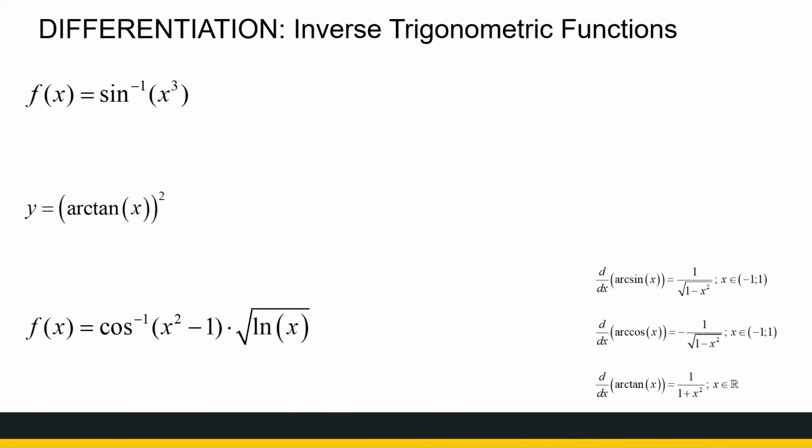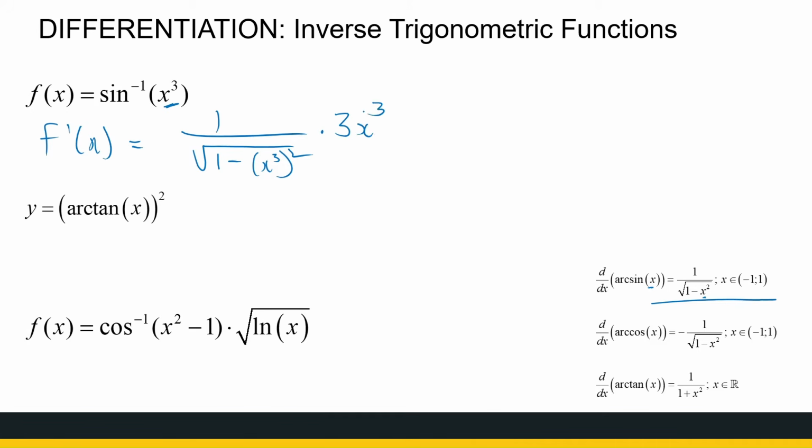So the derivative of that is, now that x cubed, I'm not thinking of that yet because it's arc sine of something. So the derivative of arc sine is 1 over the root of 1 minus, now here I've got an x, whatever is there, I've got an x cubed, squared, times the derivative. The chain rule tells me now I can multiply it by the derivative of x cubed. There we go.